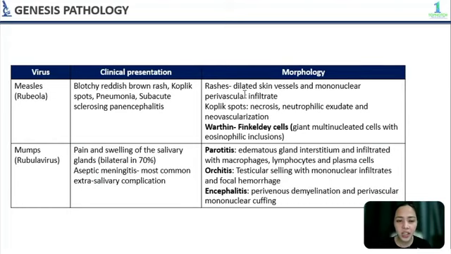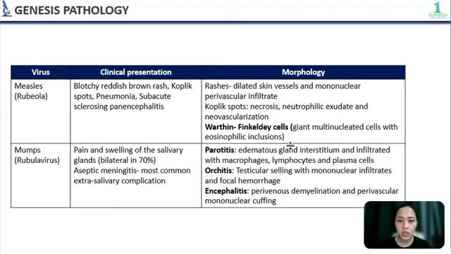So yung rash na nakikita natin in measles, it's brought about by the dilation of skin vessels and mononuclear perivascular infiltrate. Siyempre, viral infection to eh. So mononuclear or lymphocyte yung predominant na makikita natin. Yung Koplik spots, which is pathognomonic for measles, yung mga ulcerated mucosal lesion, di ba? Found near the opening of the Stensen's duct.